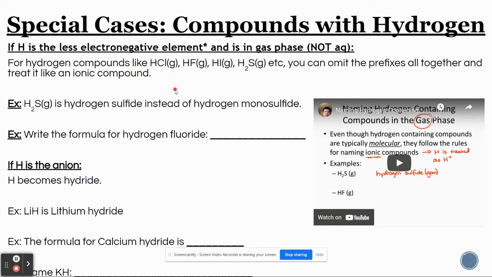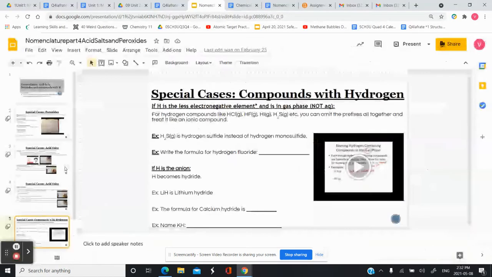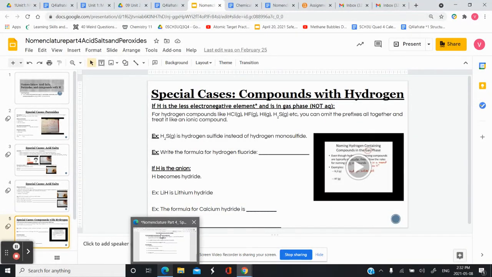Generally, when you have a molecular compound with hydrogen, you usually don't have to use the Greek prefixes. So you can simply say hydrogen sulfide instead of hydrogen monosulfide. You don't have to say dihydrogen monosulfide. You can just say hydrogen sulfide, for example. It just keeps things nice and simple. So let's go ahead and do some examples of that together on our handout here.